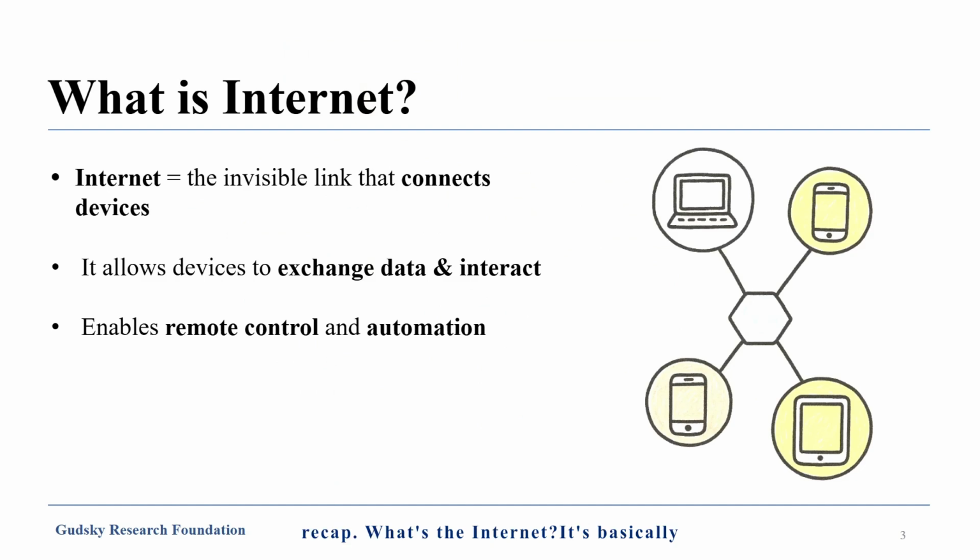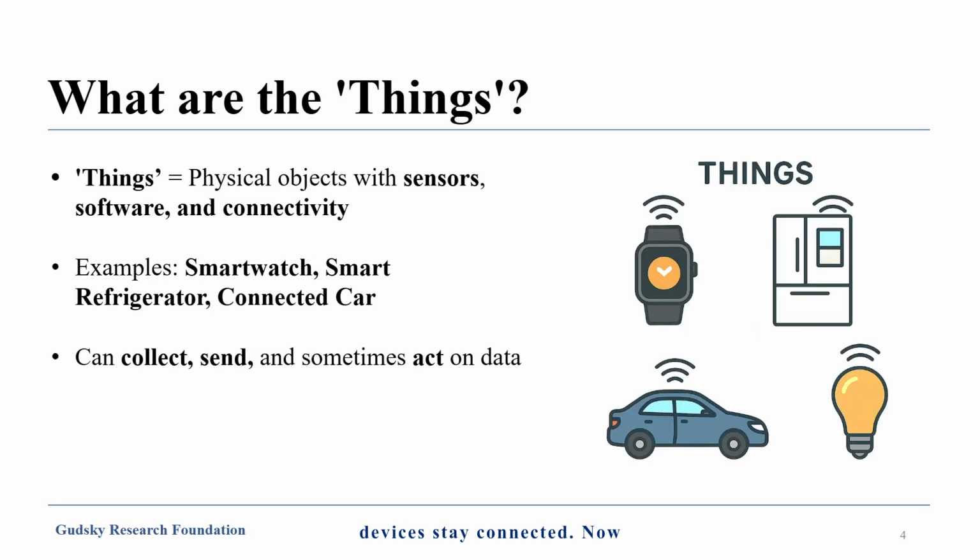All right, quick recap. What's the internet? It's basically an invisible network that connects devices like phones, laptops, and smart gadgets. Through the internet, devices can talk to each other, like your smartwatch sending data to your phone or your CCTV sending footage to your app. So, yeah, it's not just for browsing or YouTube, it's the backbone of how smart devices stay connected.